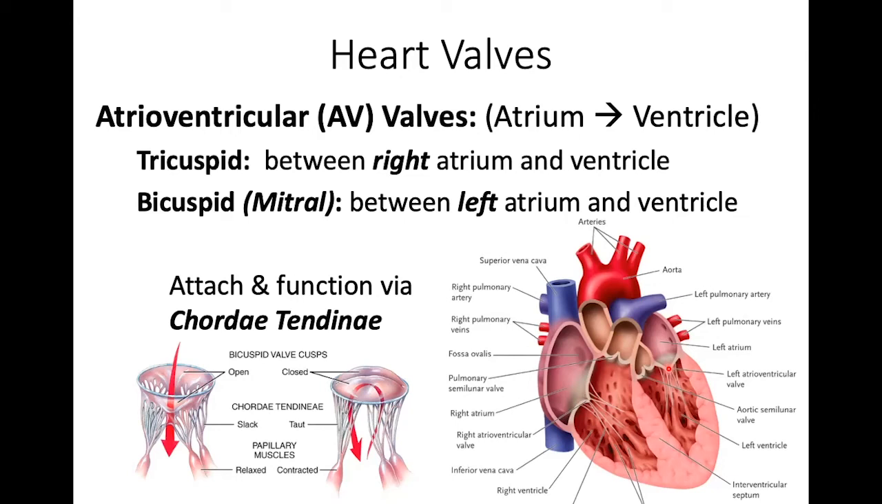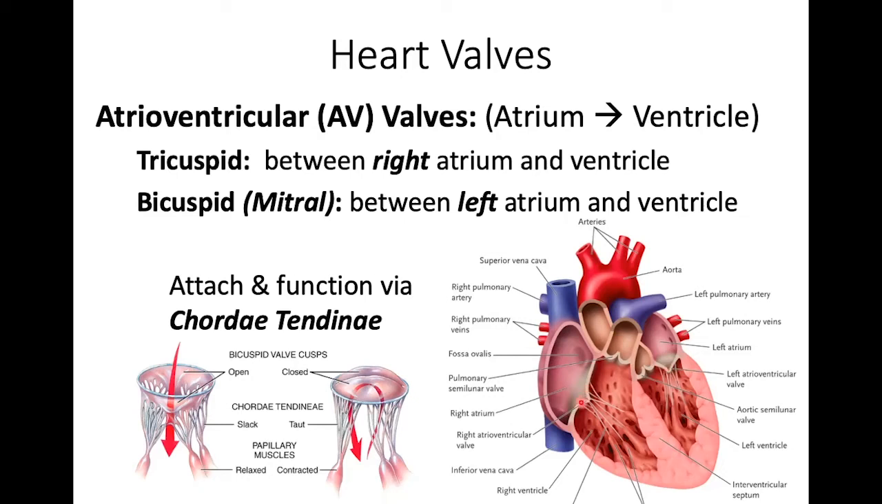Now, just to make things even more fun, the left atrioventricular valve, also known as the bicuspid valve, also goes by a 3rd alias known as the mitral valve. Okay, so make sure you put that to memory. We have three different ways of describing this one valve. Okay, so it's the left atrioventricular, also known as the bicuspid, also known as the mitral.